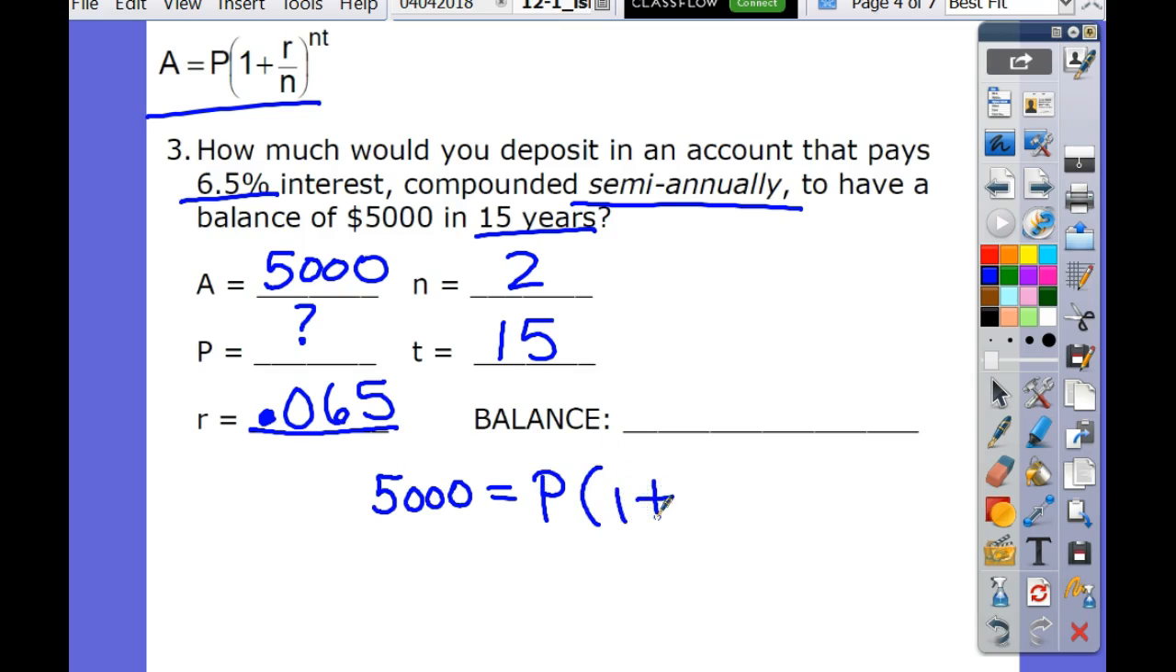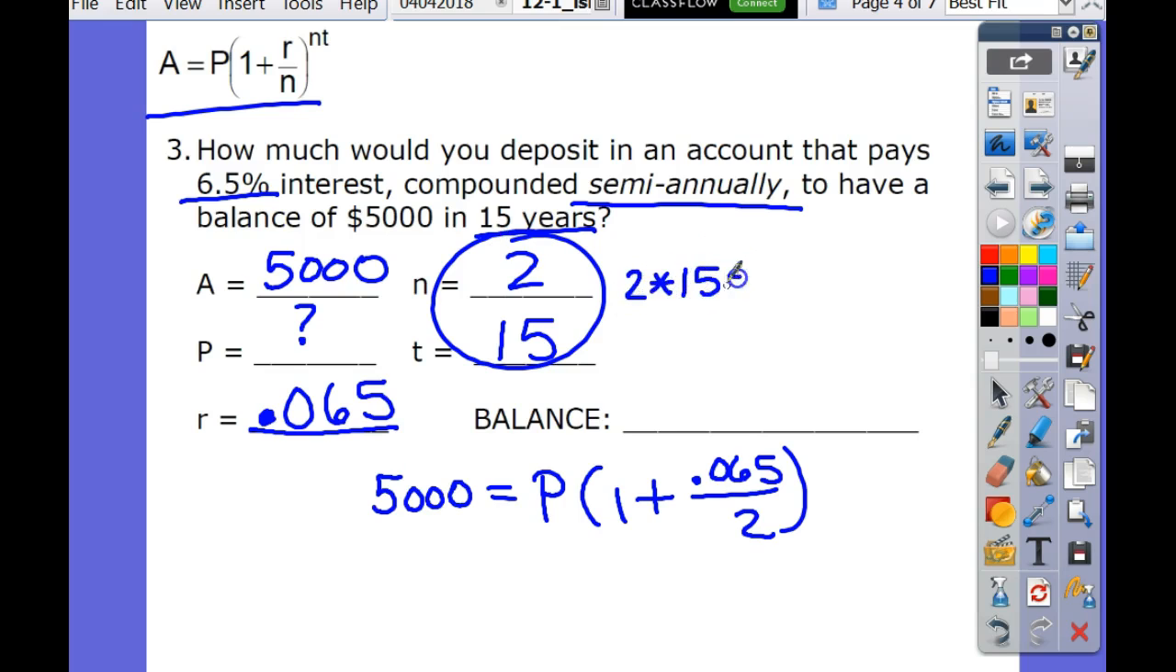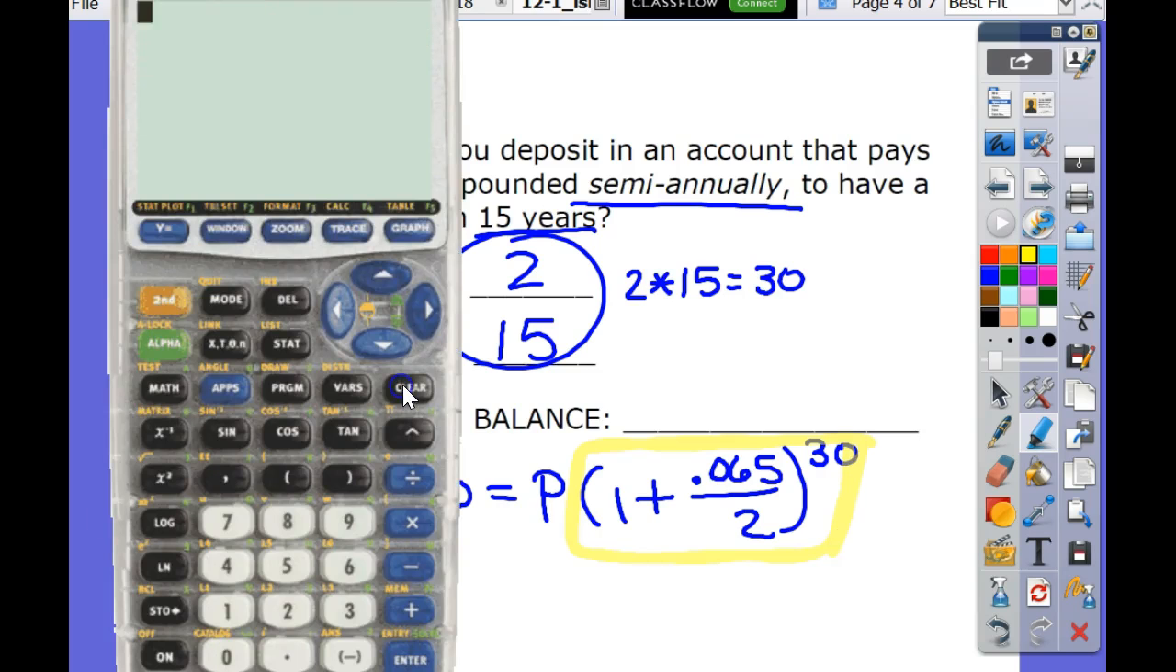1 plus the interest rate divided by 2 raised to the n times t power. This is equal to 30. Now, does this part right here have any variables in it? So I am going to decimalize that part right there.